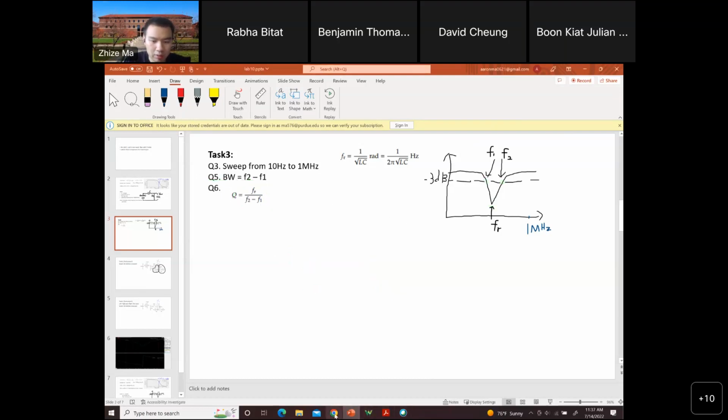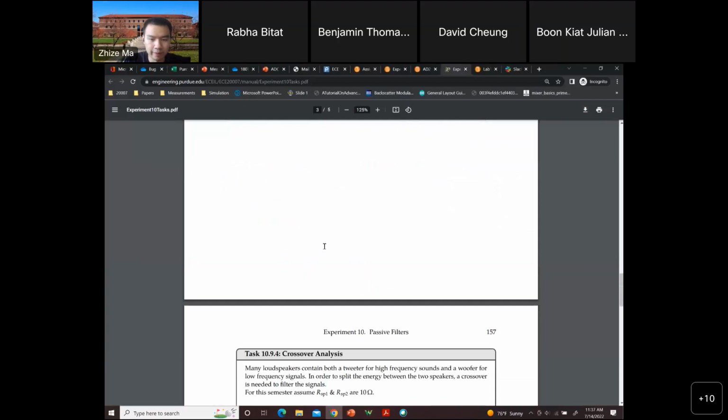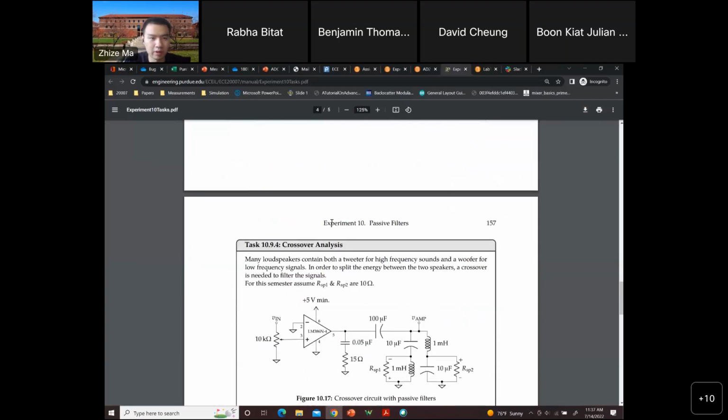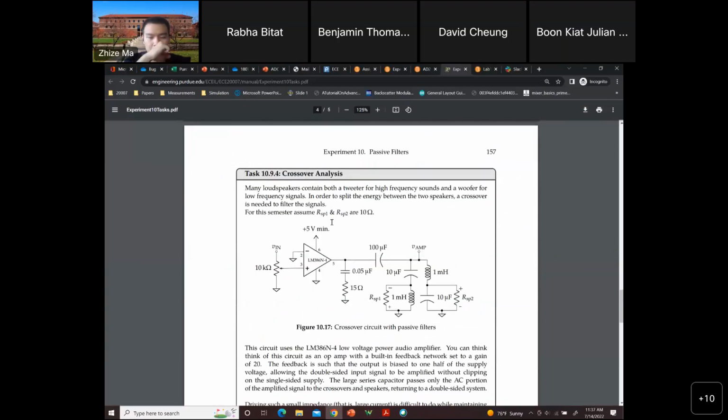All right, so that's task 3. For task 4, we will treat task 4 as actual credit. Again, task 4 will be actual credit for this lab.